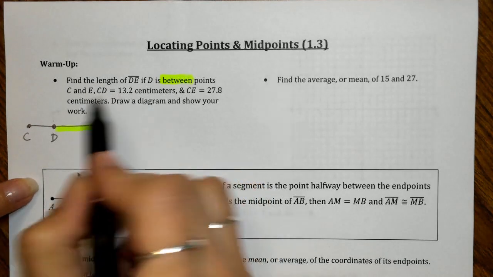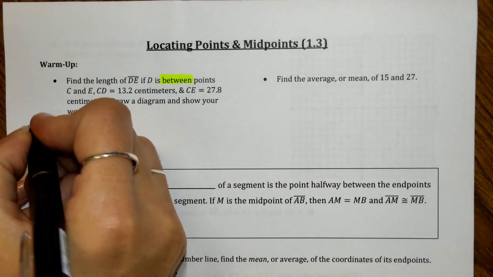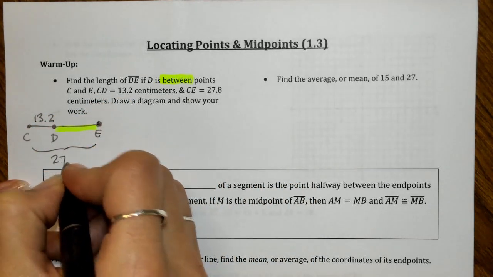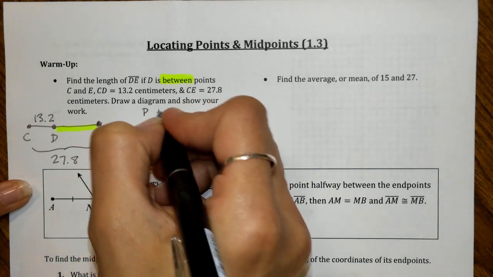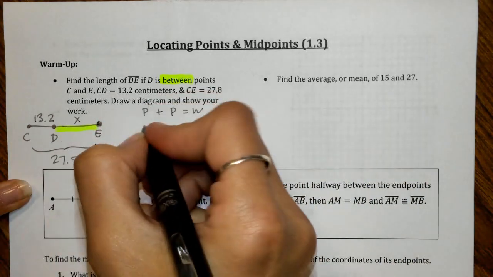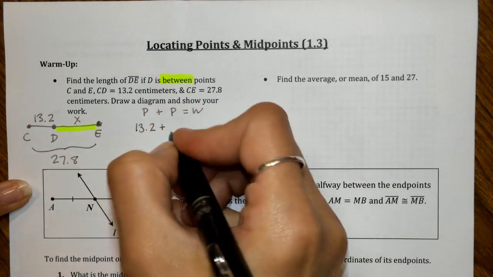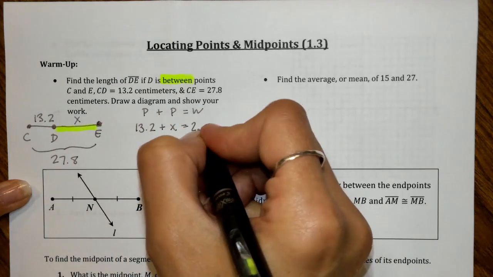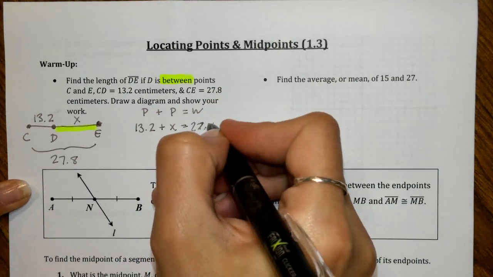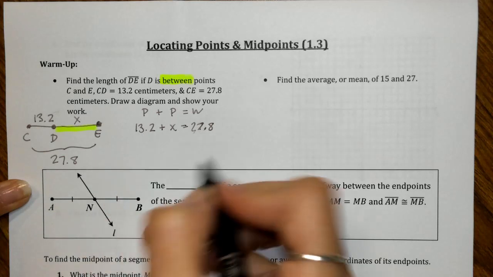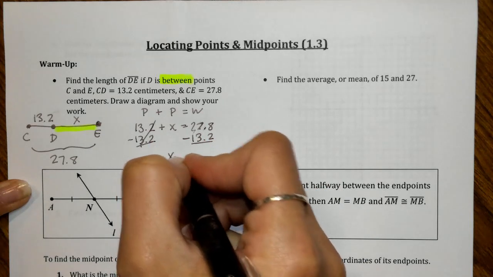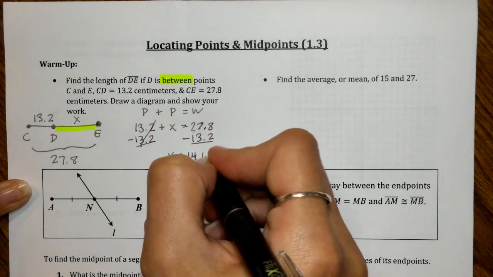We're going to see here that the length of CD is 13.2, and the length of CE, the entire thing, is 27.8. So with our part plus part equals whole, we can label DE as X, what we're looking for. We have 13.2 plus the other part X equals the entire thing, 27.8. So here we just need to work algebraically. Subtract 13.2 from both sides. We're going to find out that X, our missing part, is 14.6 centimeters.